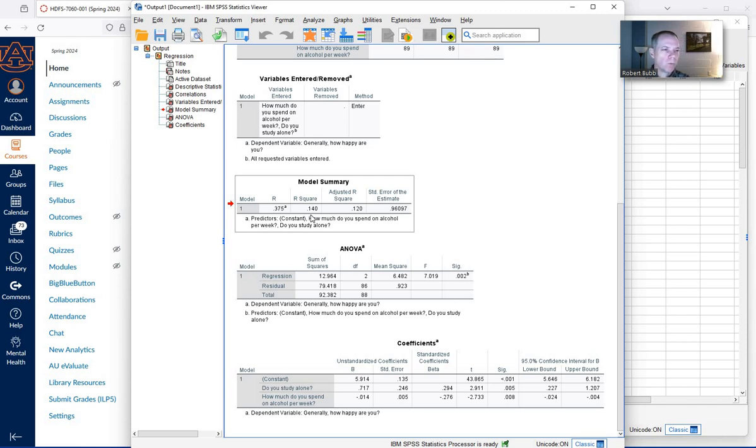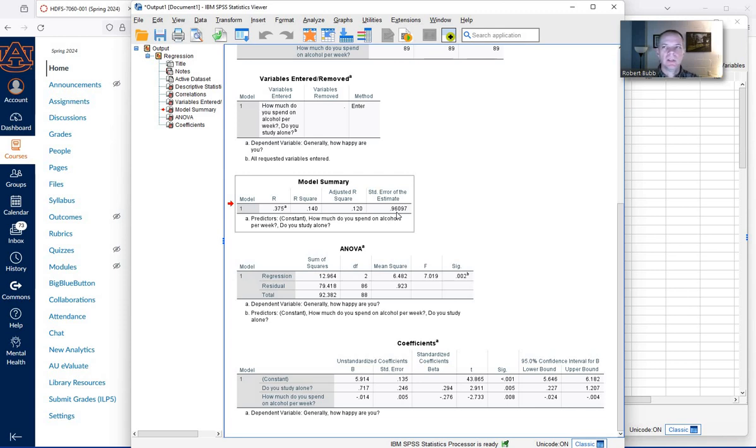And then a 0.14 would be a large effect as an effect size. So 14% of the variation in students' happiness can be accounted for by whether or not they study alone and how much they spend on alcohol per week. So again, make sure you know the interpretation for an R-squared value as well. Okay, and then the last thing that we're going to talk about here in this particular box is going to be the standard error of the estimate. In this case, it's 0.96. So this is in terms of your happiness variable.